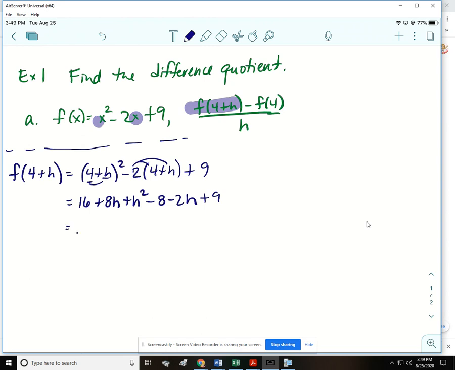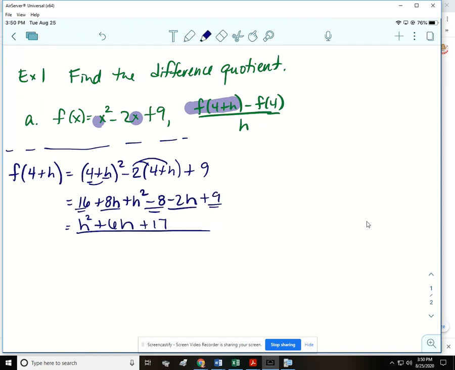Alright, and then finally, I'm just going to combine my like terms. So I'll start with the h squared. There's only one h squared. And then we have 8h minus 2h is 6h. And then we have 16 minus 8 is 8, plus 9 is 17. I don't know why I underlined that. It doesn't need to be underlined, but it's fine.